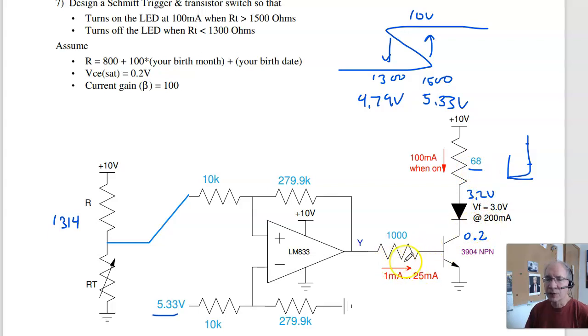And then for the base current, if this is 100 milliamps and beta is 100, the base current has to be at least 1 milliamp and can't be more than 25 because that's all the op-amp can do. Pick a number between 1 and 25. I chose 9.3 milliamps, so when this is 10 volts, this is 0.7 volts. 9.3 volts across 1K is 9.3 milliamps, and that's the valid solution, something between 1 and 25.